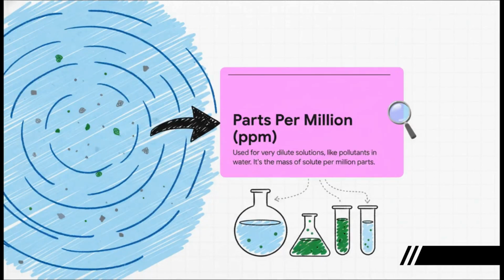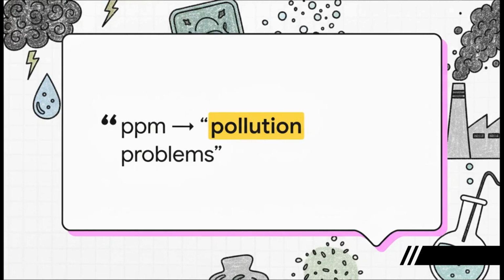But what if you're trying to measure something that's, well, barely even there? I'm talking about a tiny, tiny amount of a pollutant in a huge lake. For that, scientists use parts per million, or ppm. It's designed for measuring incredibly small or dilute concentrations. And the way to remember this one is pretty straightforward. Just think ppm for pollution problems. If you've ever looked at a water quality report or an air quality index, you've probably seen this unit. It is the absolute standard for environmental science.